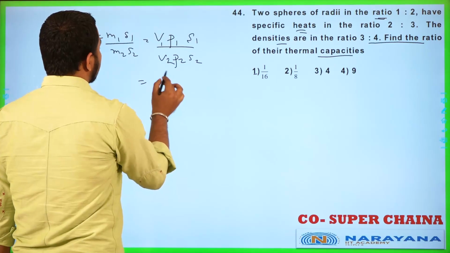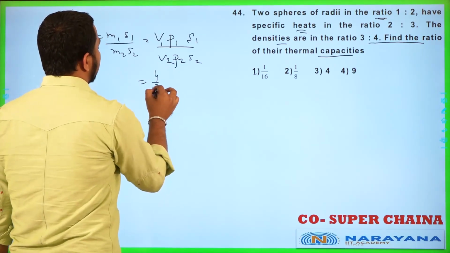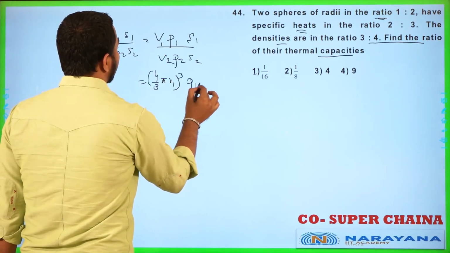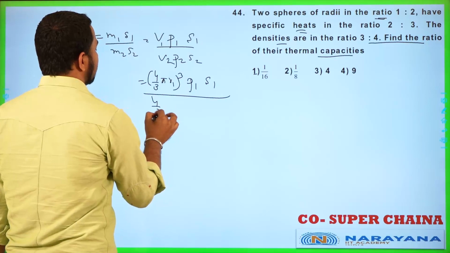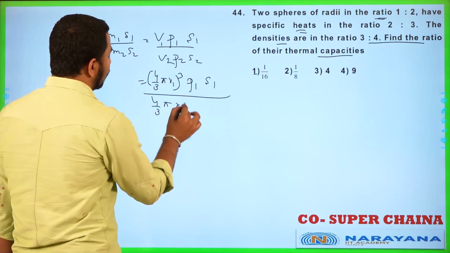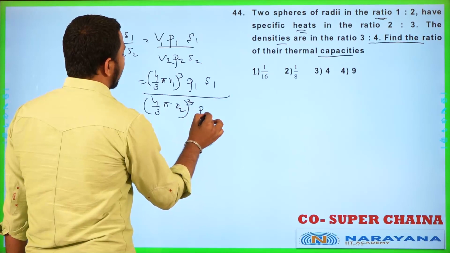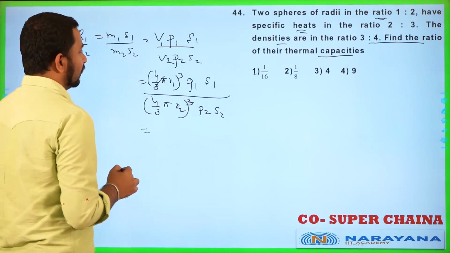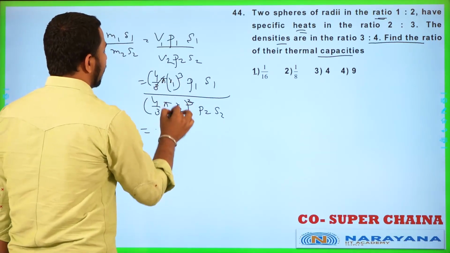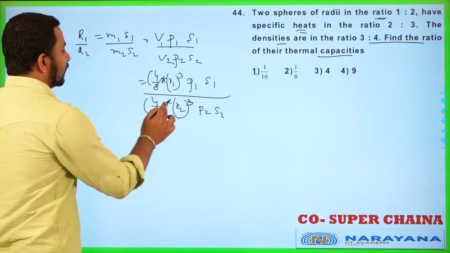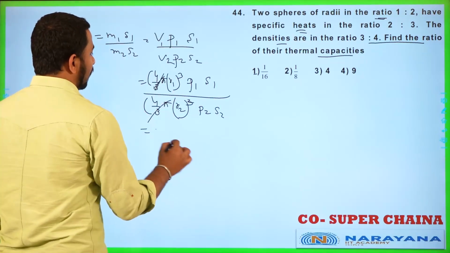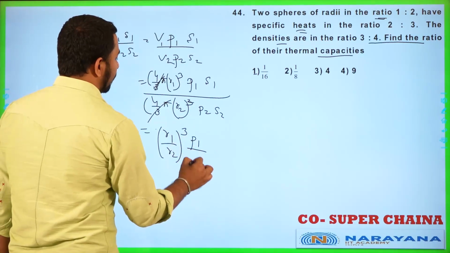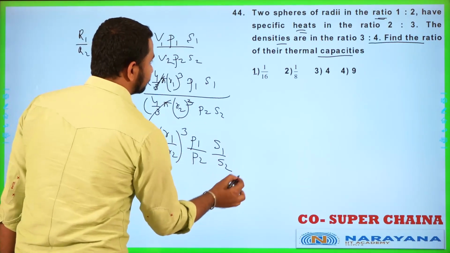So V can be written as 4 by 3 pi R1 cube, rho1 S1, by 4 by 3 pi R2 cube, rho2 S2. From here, the 4 by 3 pi will cancel out. It will be R1 by R2 whole cube, rho1 by rho2, S1 by S2.